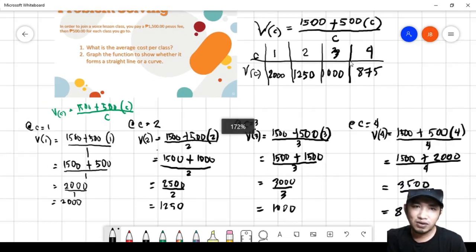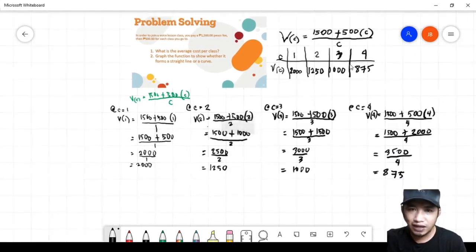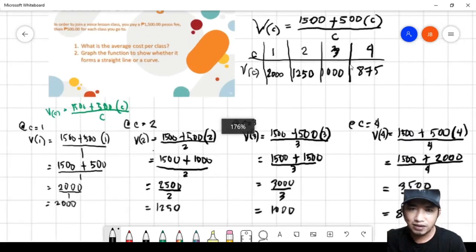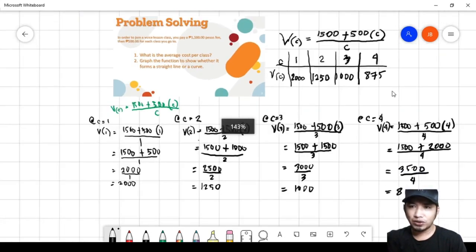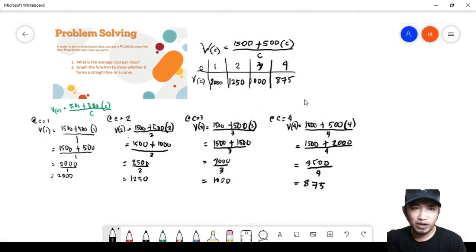Diba? So, nasagot ba natin lahat ng yung number 1 class? Kapag isa lang daw, the average cost na babayaran mo is 2,000. Kapag dalawa naman, the average cost ang babayaran mo is 1,250. Kapag tatlo, 1,000. Kapag apat, the average cost is 875. So that is the number 1 question. Okay? So number 2 question.